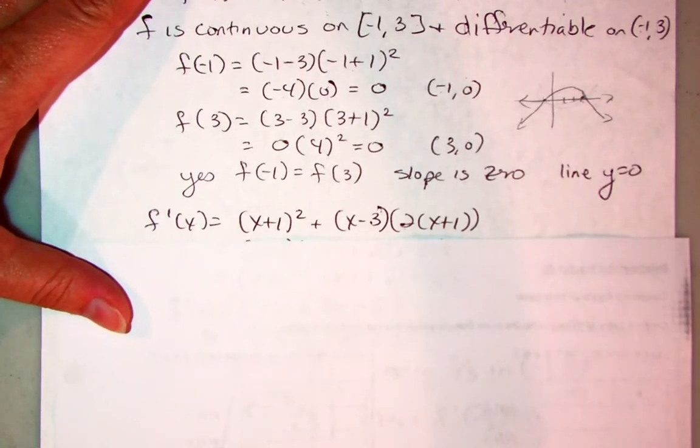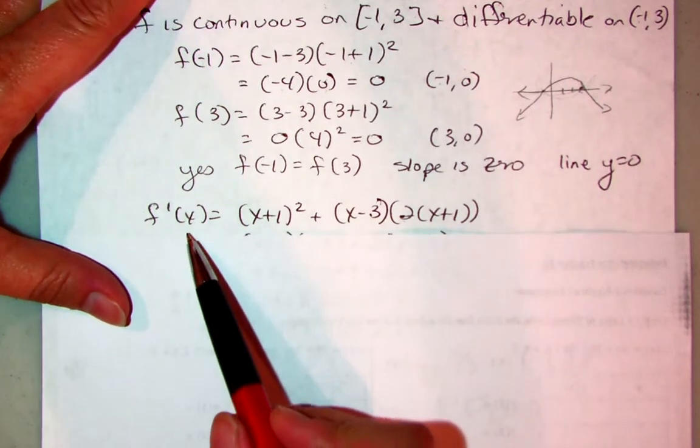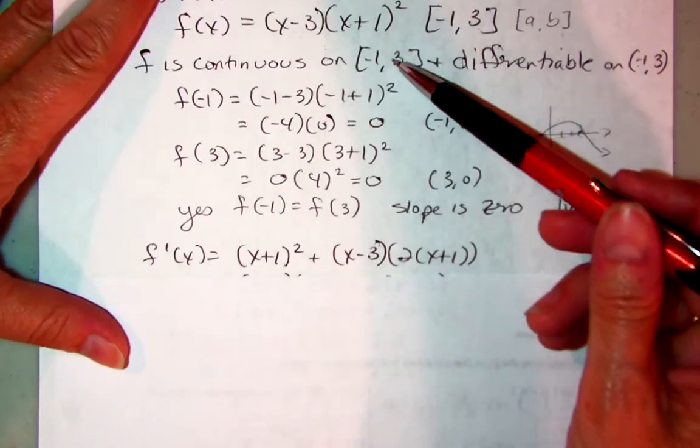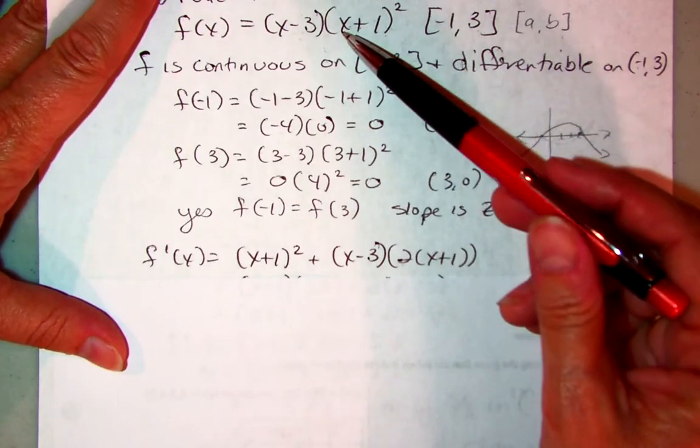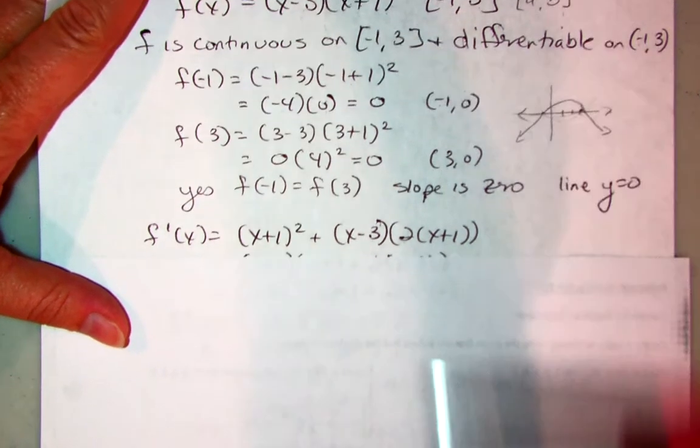So let's go ahead and take the first derivative to find my relative min or my relative max, because that's going to be my c value. So I went ahead and took the first derivative of this function up here. I had to use the product rule with the chain rule.